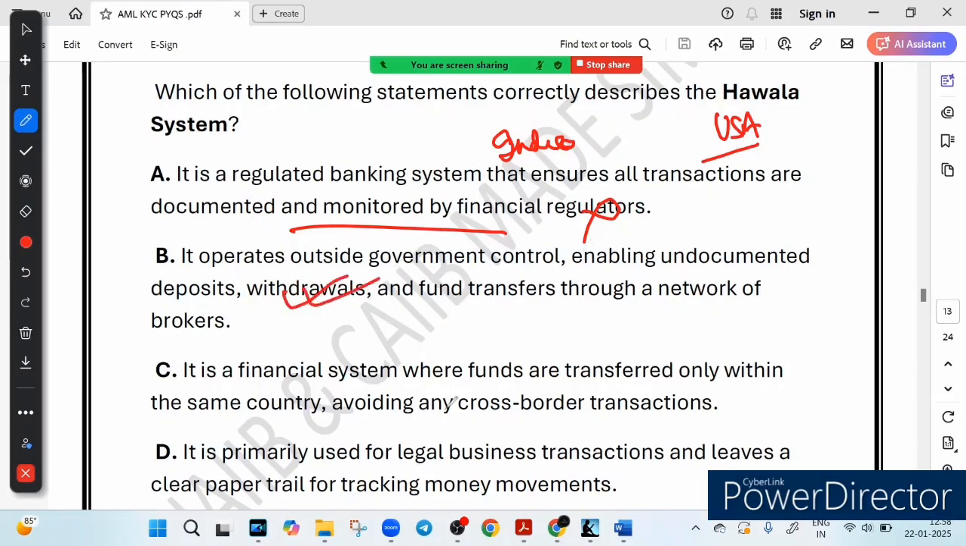Option C says that it is a financial system where funds are transferred only within the same country, avoiding any cross-border transaction.